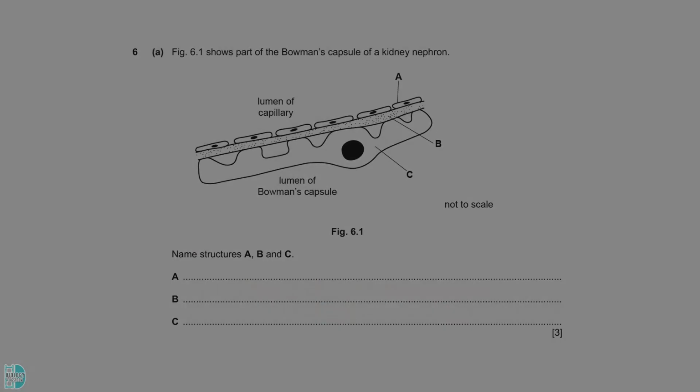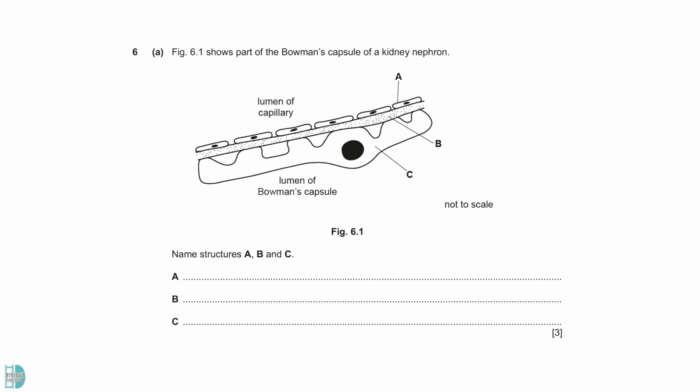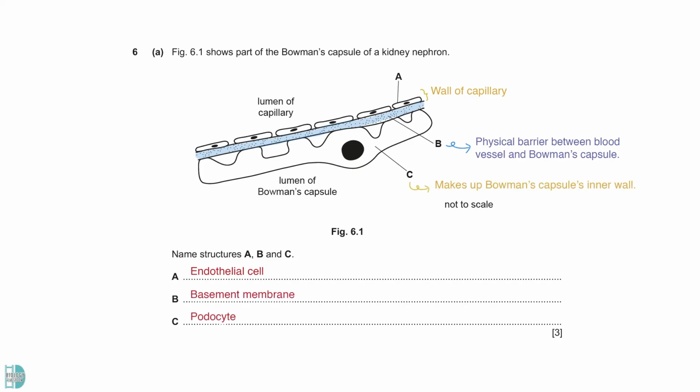6a wants you to label structures A, B, and C. A is the cell that makes up the capillary wall. It is an endothelial cell. B is the physical barrier between the blood vessel and the Bowman's capsule. It is the basement membrane. C is podocyte, the cell that makes up Bowman's capsule's inner wall.